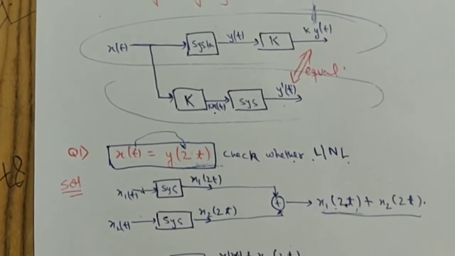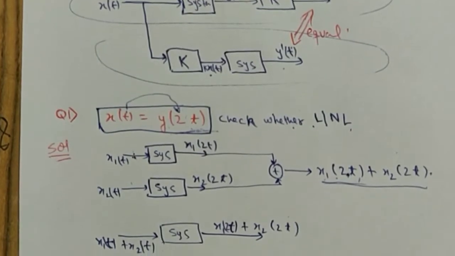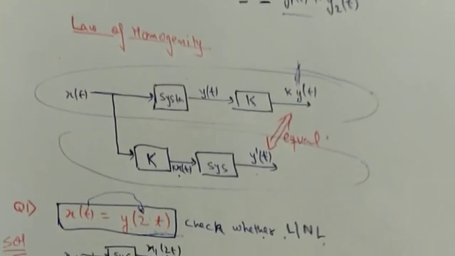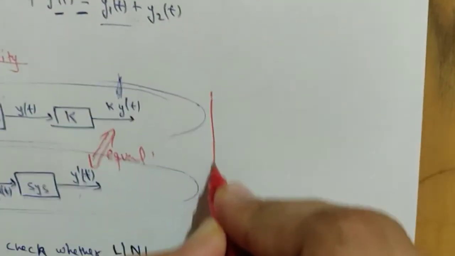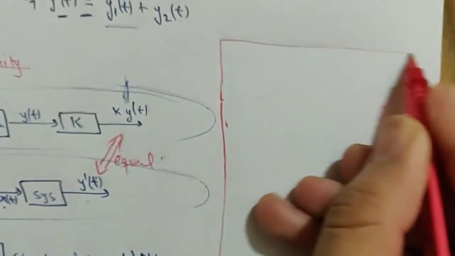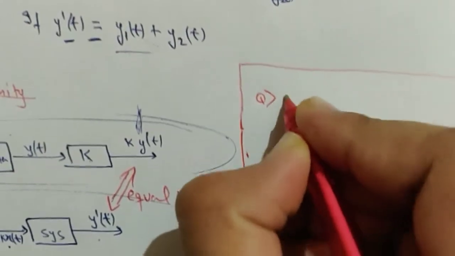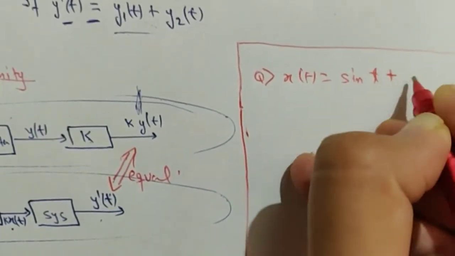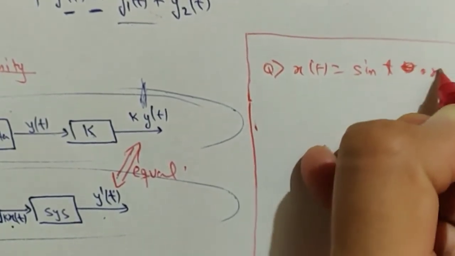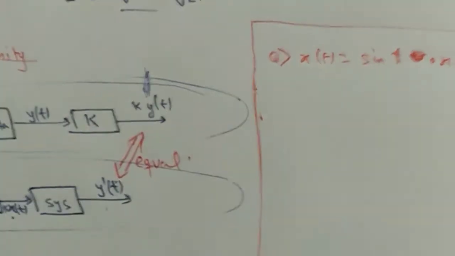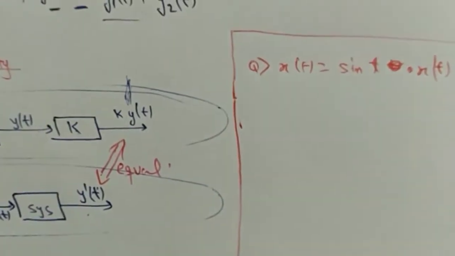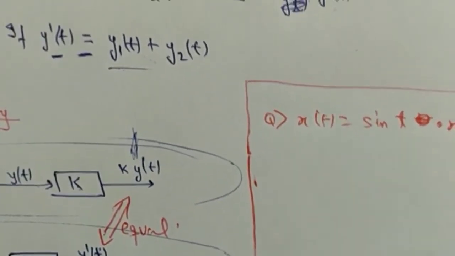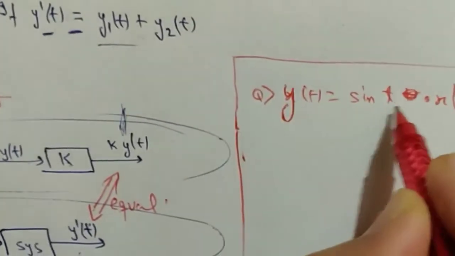Okay, so let me just take one more example. y(t) is equal to sin t multiplied by x(t). So what the system says is, if I put any input x(t) in the system, the output, this is y(t), will be multiplied by sin t.